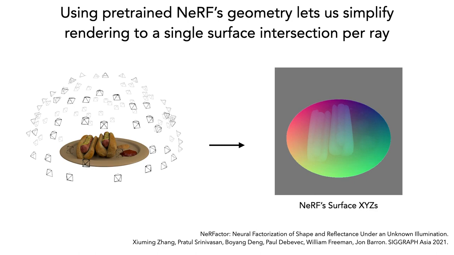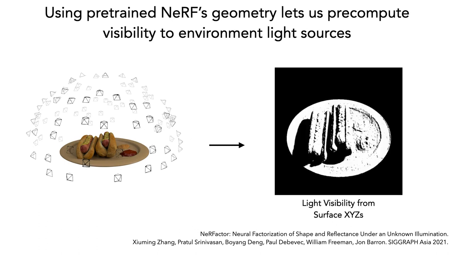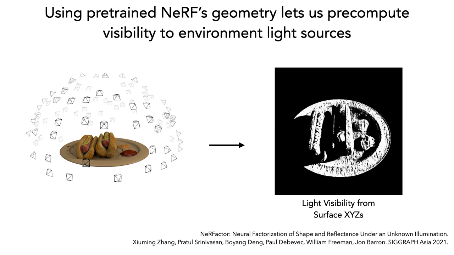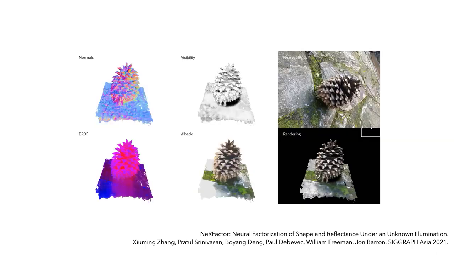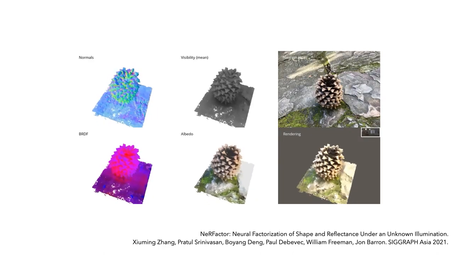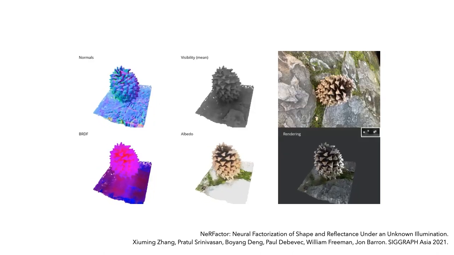For any ray from the input training cameras, NeRF Factor computes its expected termination depth in the NeRF volume and assumes that the radiance along that ray is due to direct illumination from just that point. Furthermore, using pre-trained NeRF geometry lets NeRF Factor pre-compute the direct visibility to an external environment source in any direction from these surface intersection points. By using this pre-computed surface geometry and visibility, NeRF Factor then optimizes for a reflectance field and environment lighting, and is able to efficiently relight objects while also simulating visibility-based effects such as cast shadows.